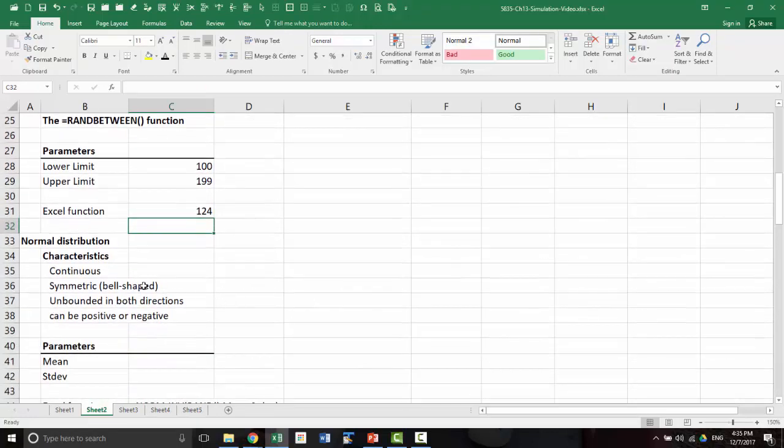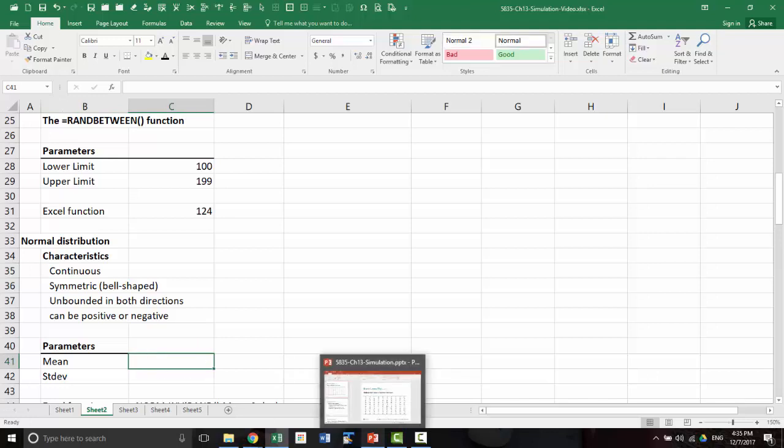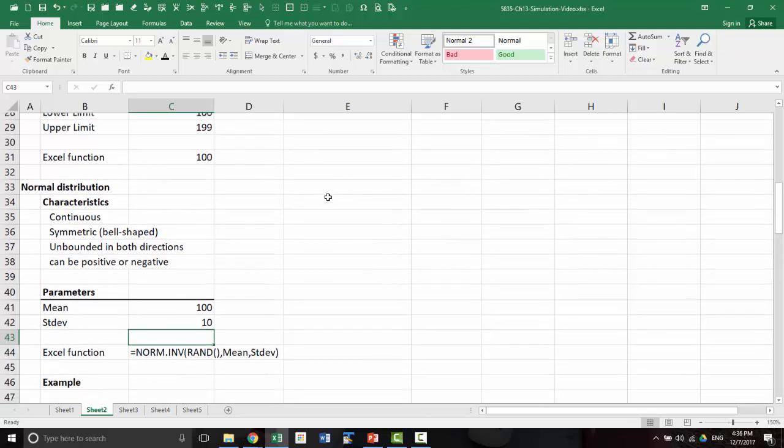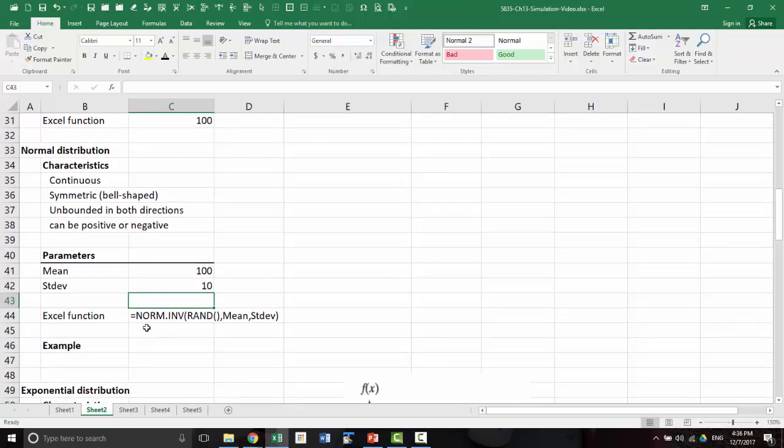Now what if you want normal distribution? Normal distribution is again a continuous distribution. It is symmetric. It is not bounded at either end, because theoretically it goes from minus infinity to plus infinity. It can be positive or negative. The two parameters that you need are the mean and the standard deviation. Suppose the time between arrivals is 100 minutes with a standard deviation of 10 minutes, for example. Then this is the function that you would use.